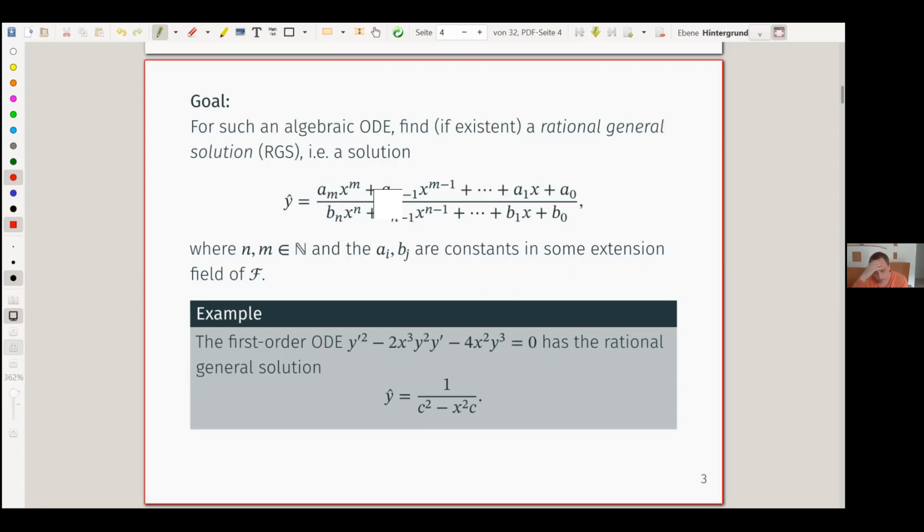And here I have an example of a very simple type of ODE that I will consider. So it's polynomial. Typically non-linear, of course. As I said, it's a polynomial relation. It's not linear, and a typical rational general solution would be, for example, here 1 over c squared minus x squared times c.